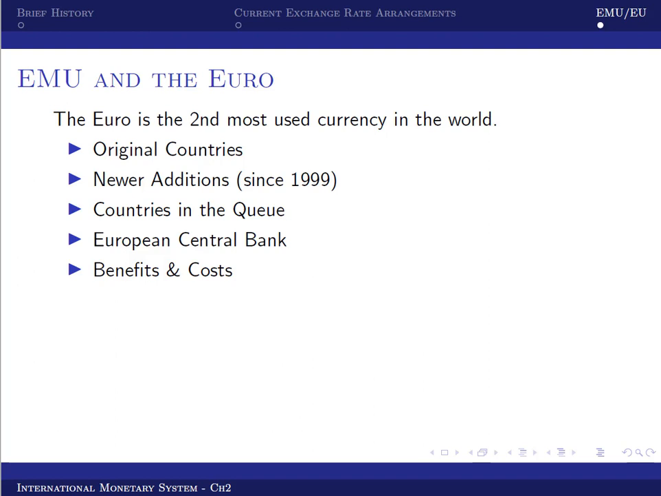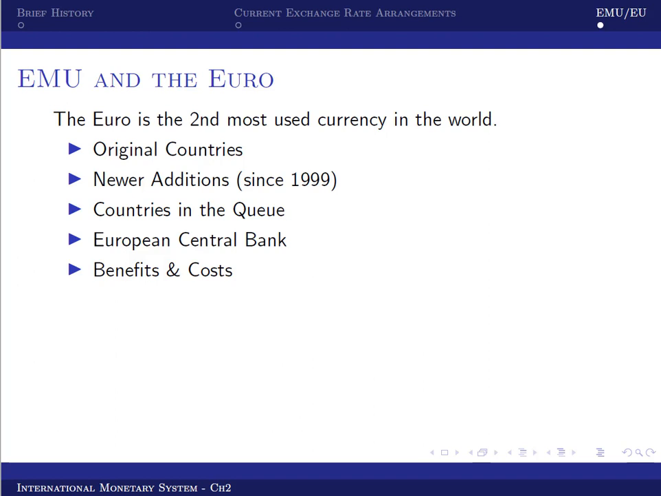And then we have some costs and benefits of the EU. Some benefits, the big ones, are reduced transaction costs and the elimination of exchange rate uncertainty and risk across this union. It also gives more price transparency and encourages competition among the members. And lastly, it creates a very large, very deep capital market, and it's the second most used currency, so that helps facilitate things.